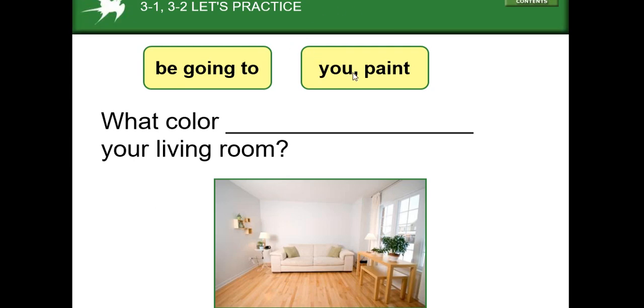Next example. Be going to and you paint. This is the verb paint. So what color? You have to use this subject. What color are you going to paint your living room? You see? Remember, this is a question. What color are you going to paint your living room? Remember, verb be, subject, going to, plus verb, plus complement.